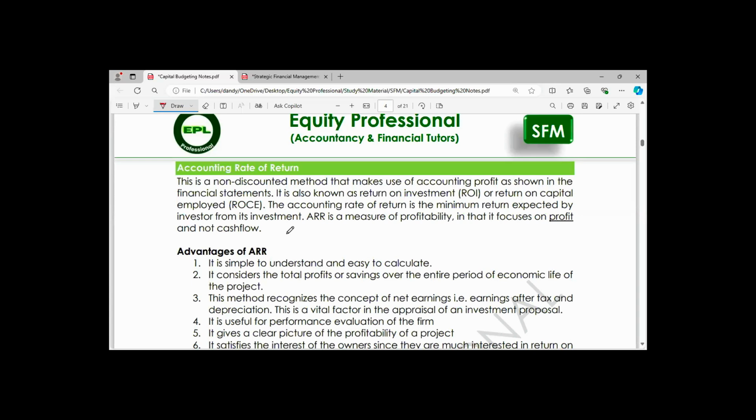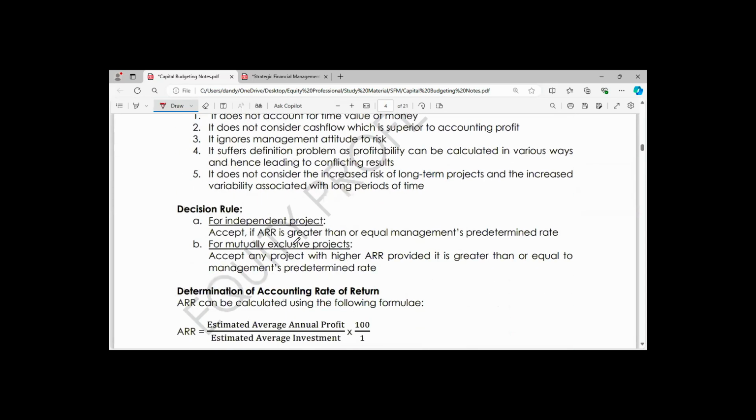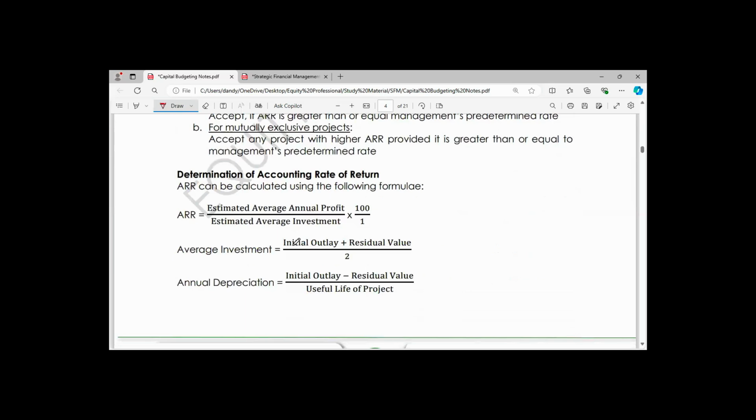Now, of course, you can call it accounting rate of return, or you can call it return on capital employed or return on investments. It's the same thing. So the accounting rate of return is the minimum return expected by investors from their investment in a company. So how do you then calculate accounting rate of return?